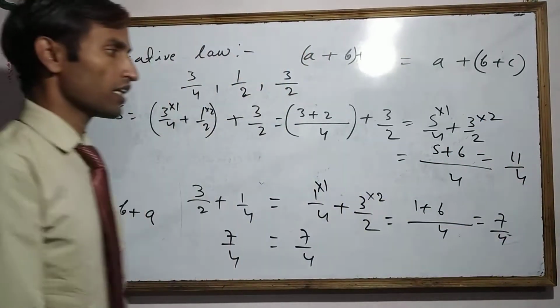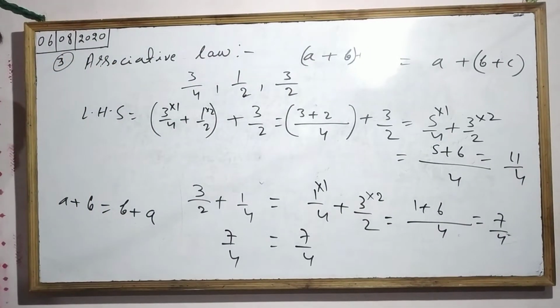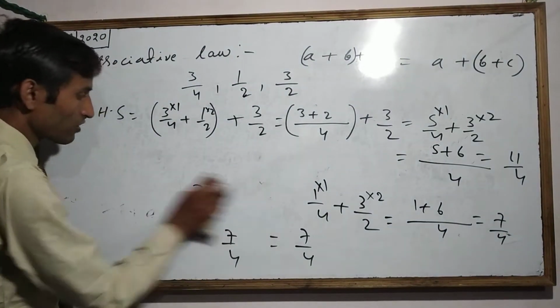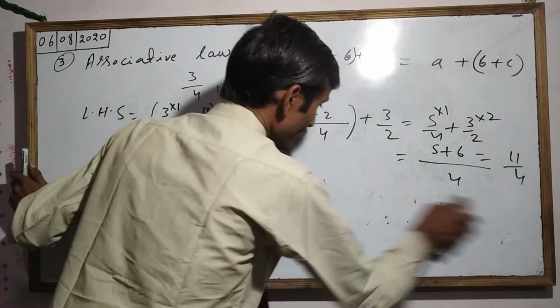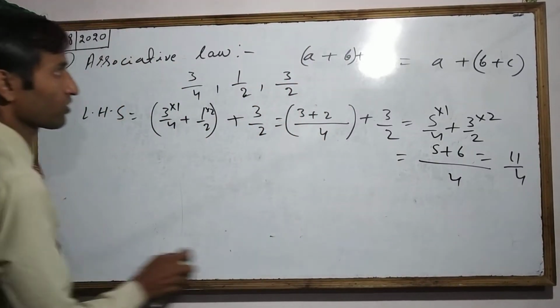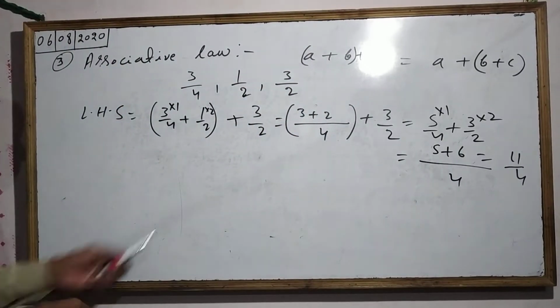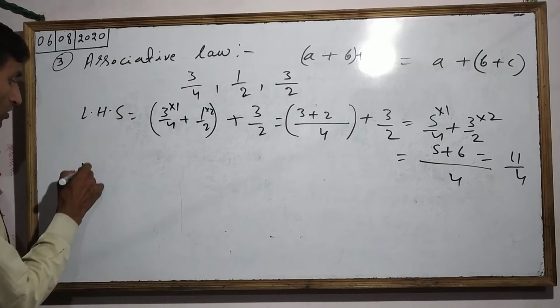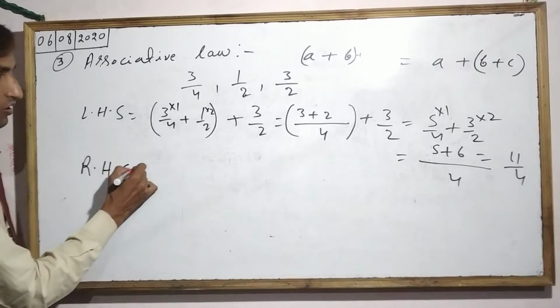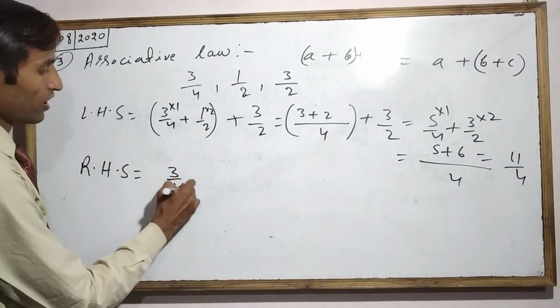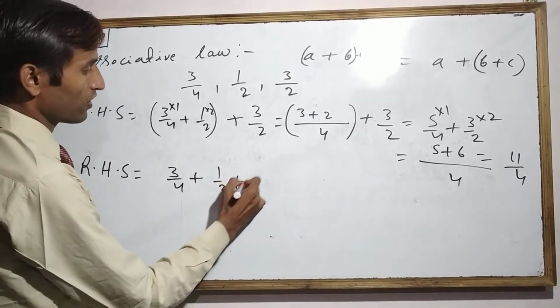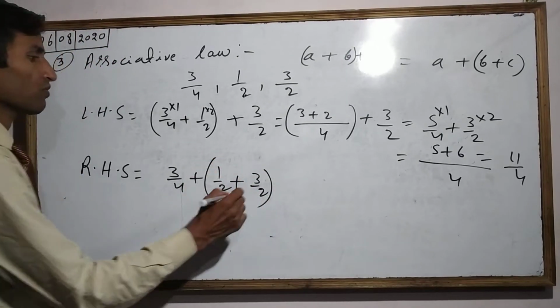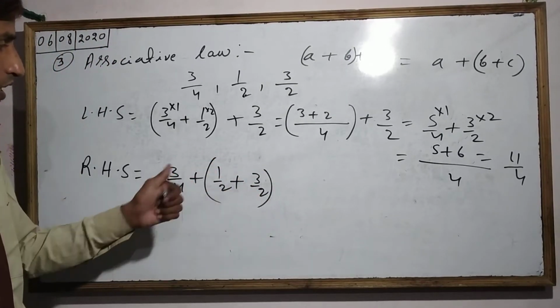So LHS is 11 upon 4. Now we have to find the RHS part. We have to associate the last two rational numbers: first of all we have to add these two, and then add the other number. So that will come in RHS. So for RHS, write down here 3 upon 4, 1 upon 2 plus 3 upon 2. First we add these two numbers, then we add the remaining number.